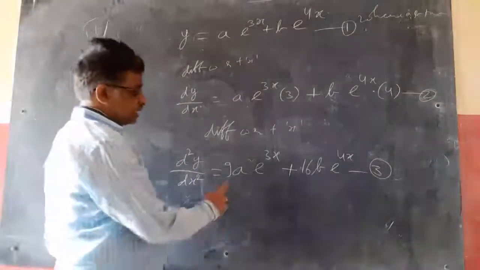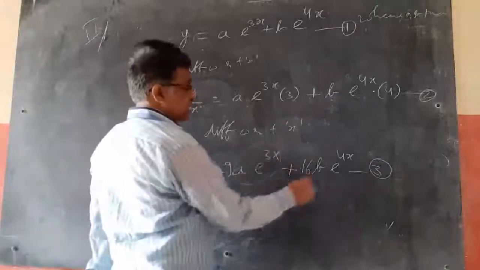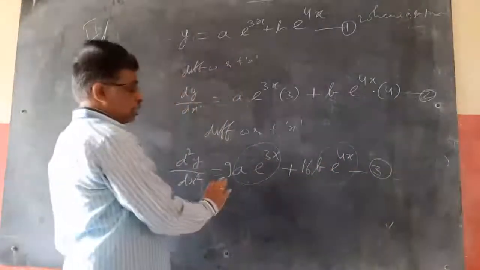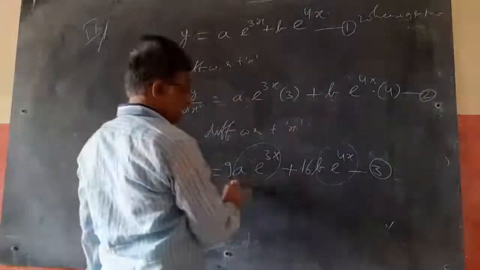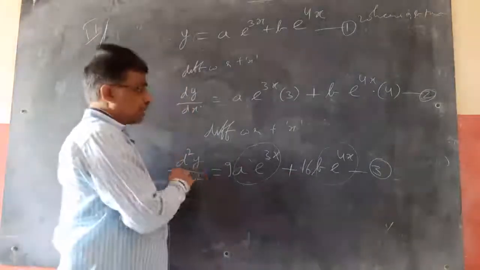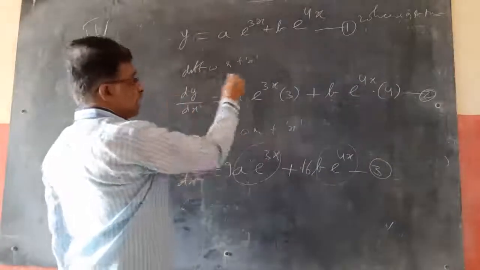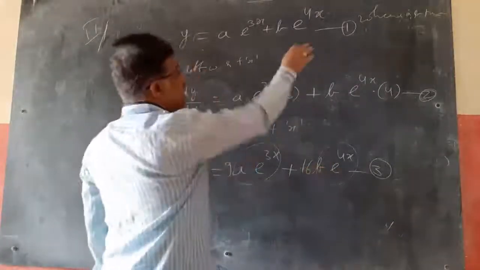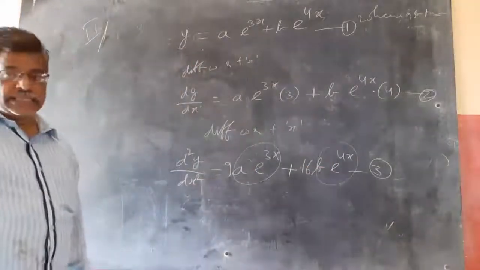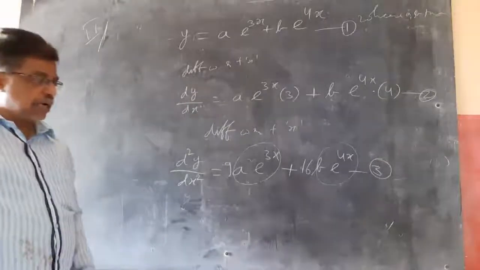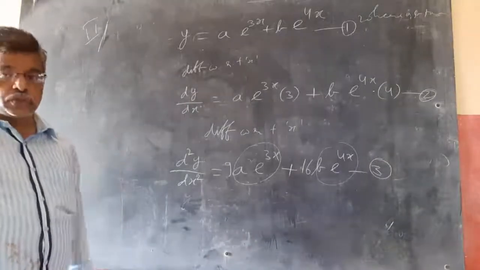Just take this as an equation in x and y, like a plus b equal to something, like 3a plus 4b equal to something, like 9a plus 16b equal to something, assuming this whole as a and this whole as b. So you will get three equations. Those three equations you can solve by any of the three methods which you know from 10th class.